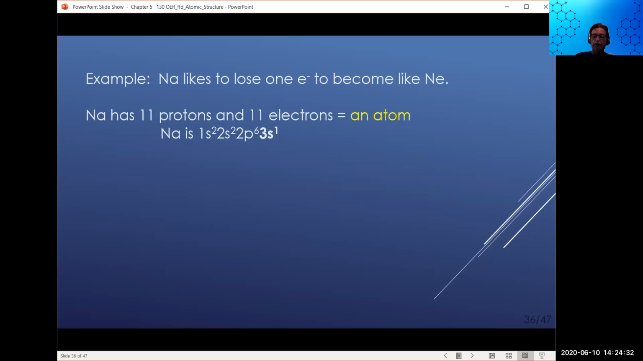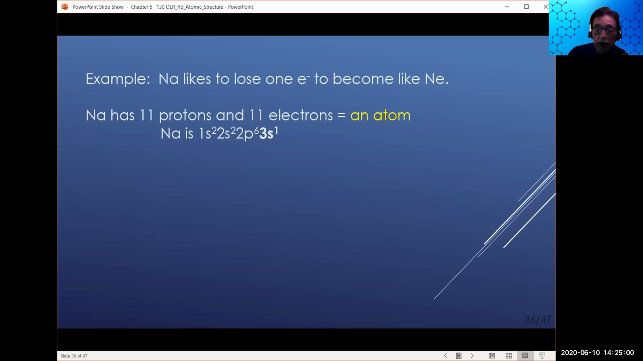For example, here's the electron configuration for sodium, okay? Sodium has 11 electrons. And if we do the electron configuration for sodium, it is 1s2, 2s2, 2p6, and then the valence electron is in the 3rd energy level, 3s1. Okay, it's in group 1.